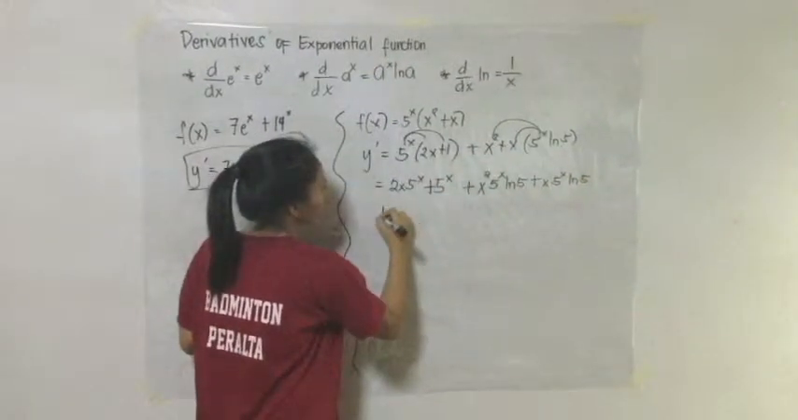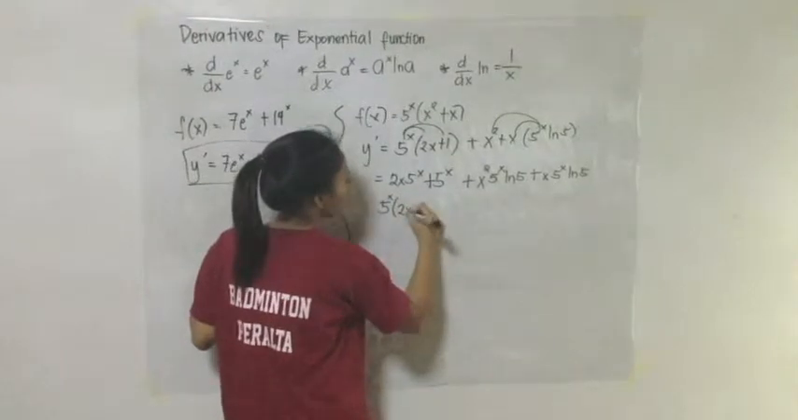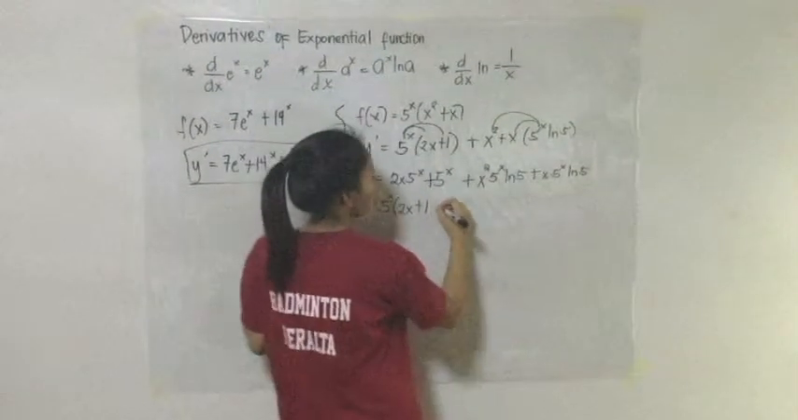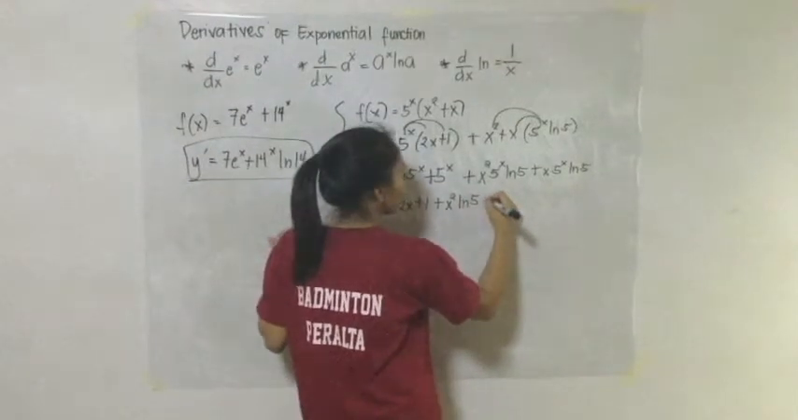We can factor out 5 raised to x. Y prime is equal to 5 raised to x times 2x plus 1 plus x squared ln 5 plus x ln 5.